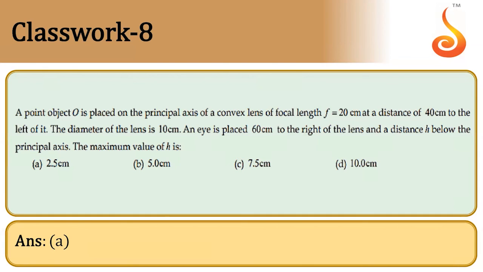Before I even draw the diagram, do you all agree with me? Object is at 2f, so image should also be at 2f. Double of 20 is 40, it is at 40, so image should also be at 2f. Should we do lens mirror calculation for this? Not worth it, definitely. The diameter of the lens is 10 centimeter. Eye is placed 60 centimeters to the right of the lens and at a distance of h below the principal axis. The value of h is how much?